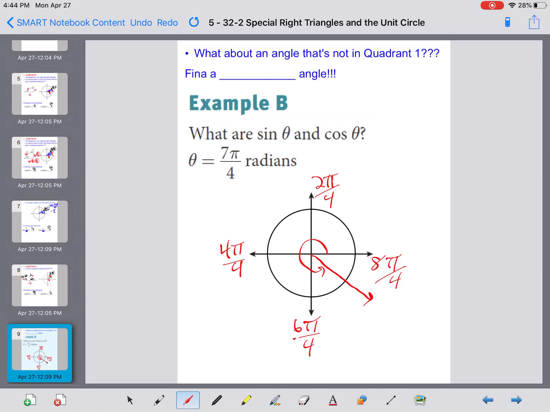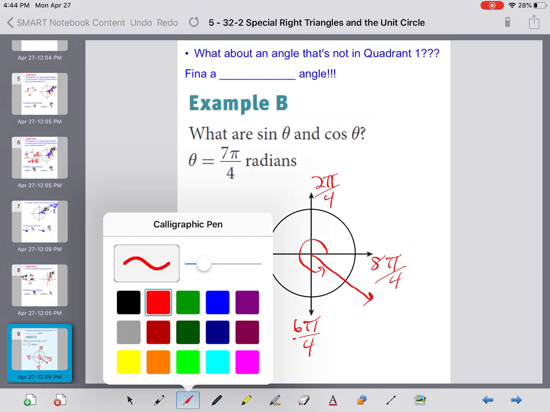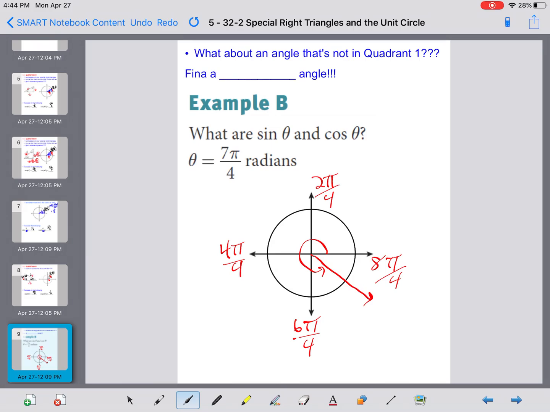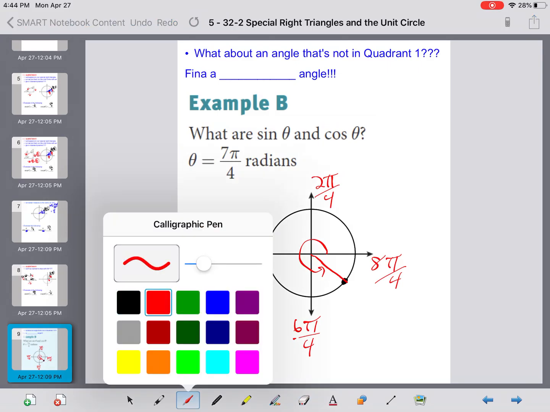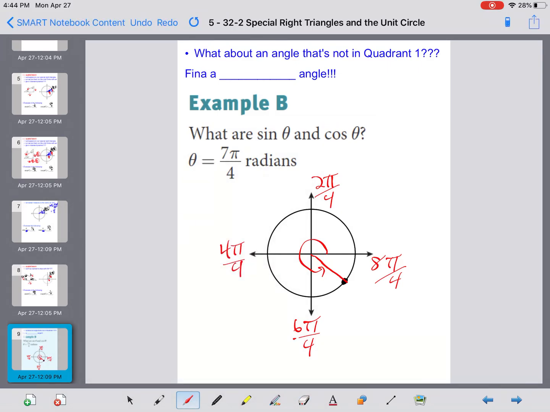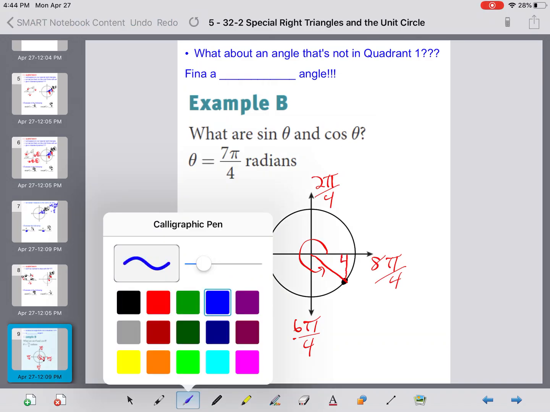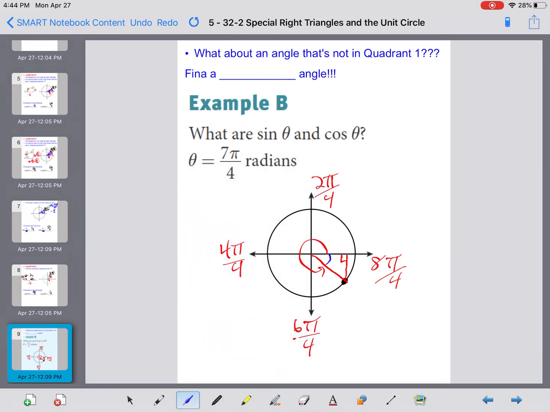Now, the easiest way to handle this, remember, we're trying to find the sine and cosine of this, so we need to find this point. Because this is on the unit circle, the radius is going to be 1. There it is, we need to find that point. Now, instead of dealing with 7 pi over 4, I'm going to deal with this triangle right here, because remember, I'm trying to get that xy point. So I don't want to mess with 7 pi over 4. I want to mess around with this, the reference angle.